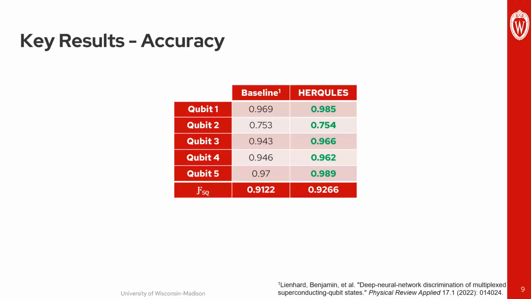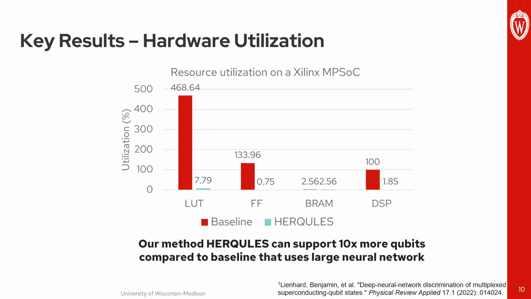In terms of accuracy, the advantage of using Hercules is that we get a 16% relative improvement in the overall readout accuracy of 5 qubits. In terms of hardware utilization, we see orders of magnitude improvement in the hardware utilization on a Xilinx FPGA.